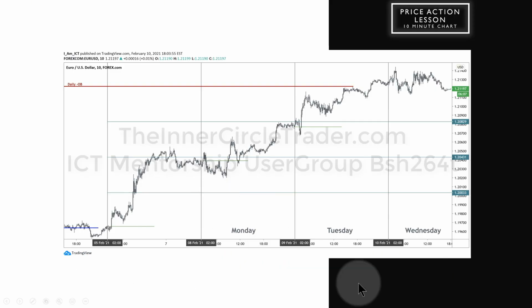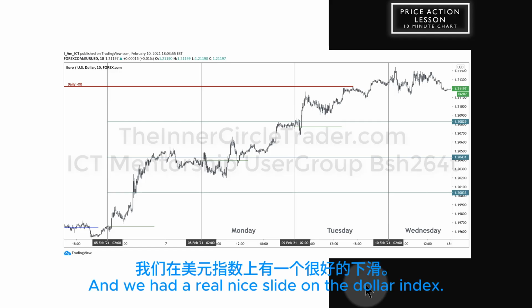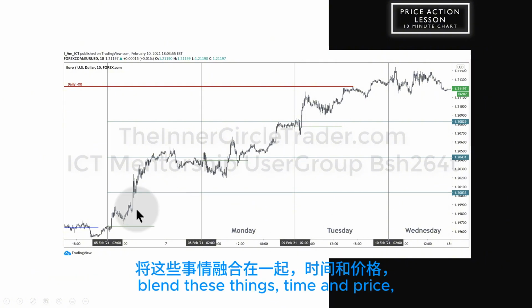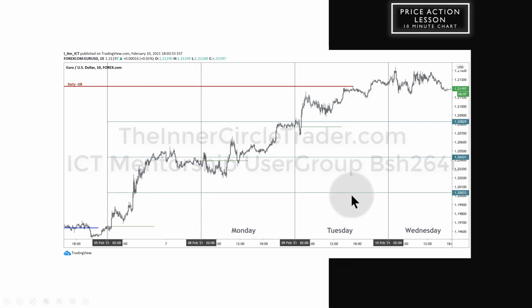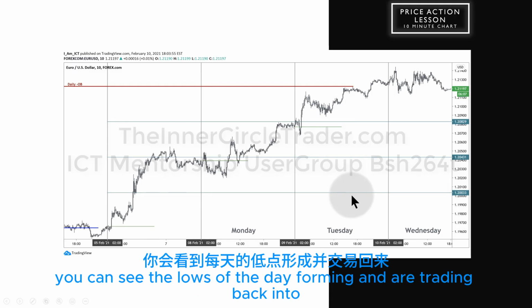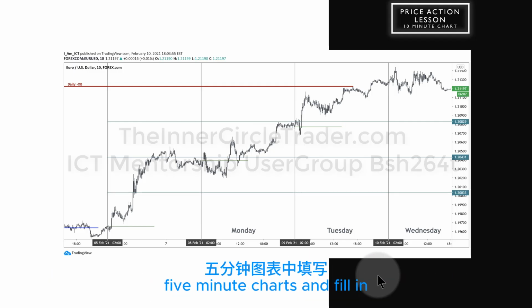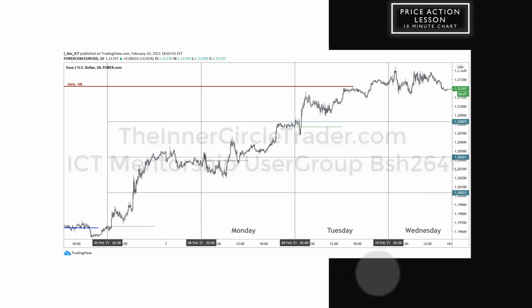Go back and listen, because they're all the things I talked about. And we had a real nice slide on the dollar index. Well, that's going to allow for real easy upside movement on euro. And then when you blend these things, time and price, you can see the lows of the day forming. And they're trading back into levels that I've already outlined, and go back over to your individual daily log entries on the 5-minute charts and fill in all the details.